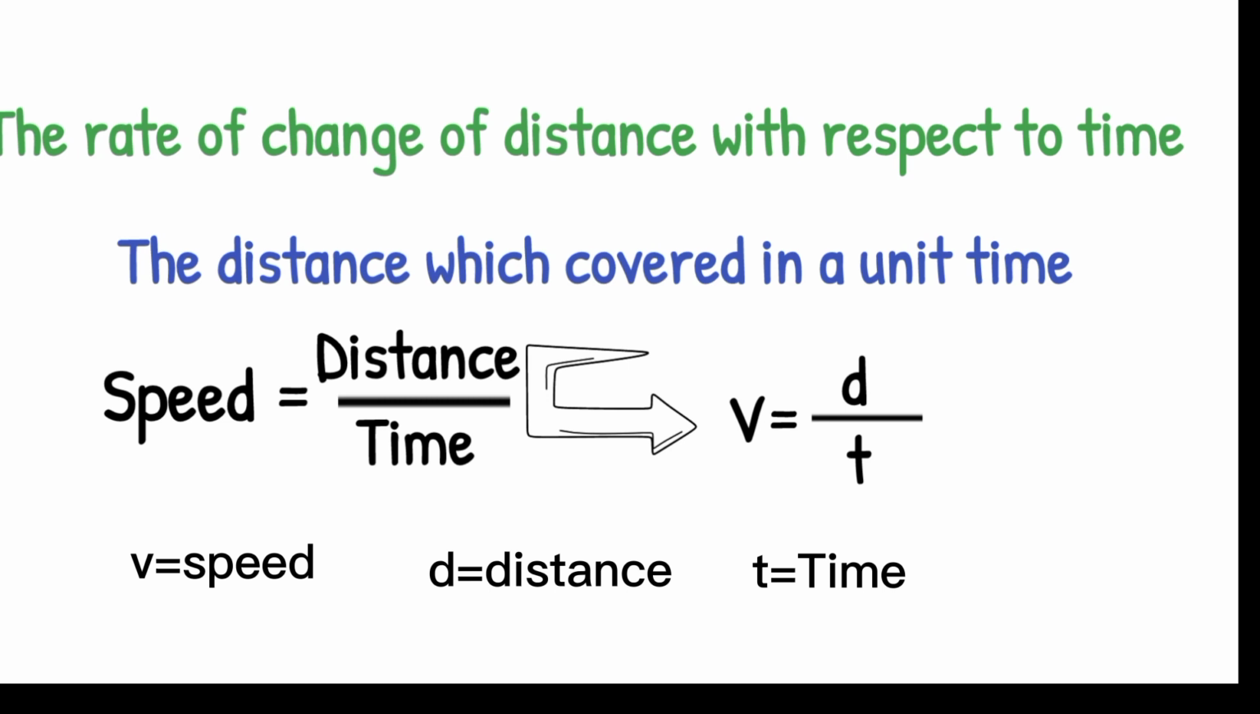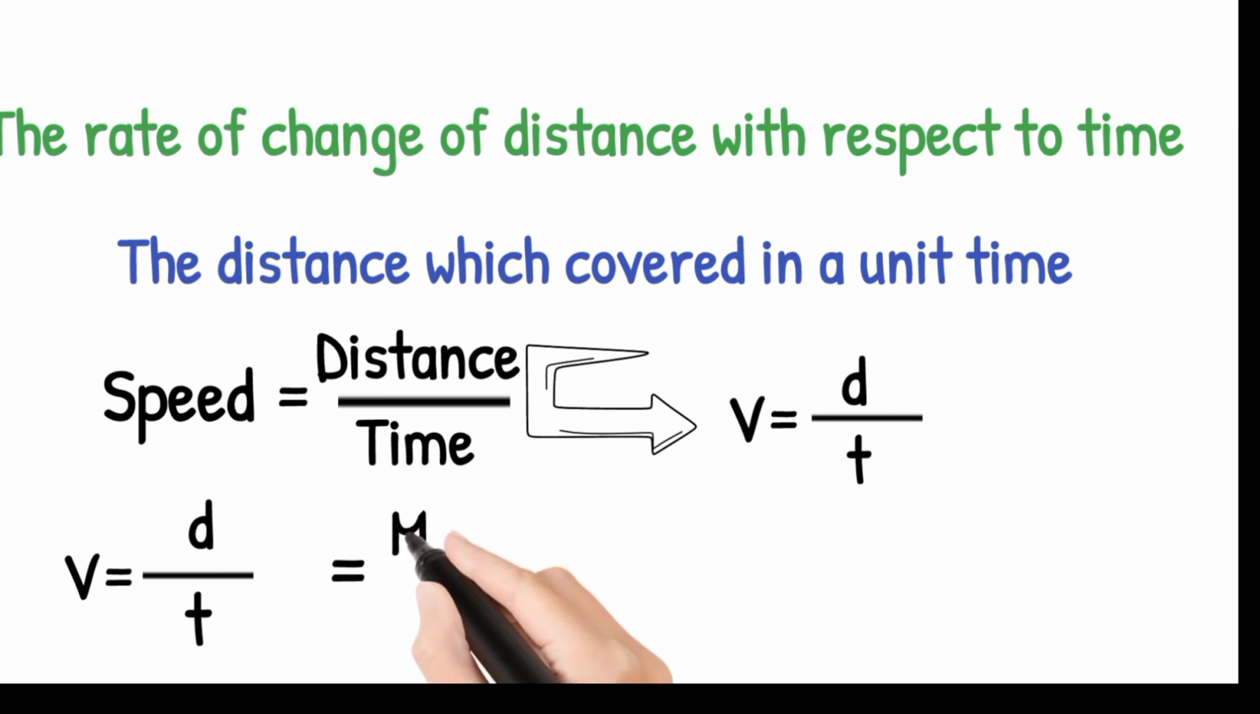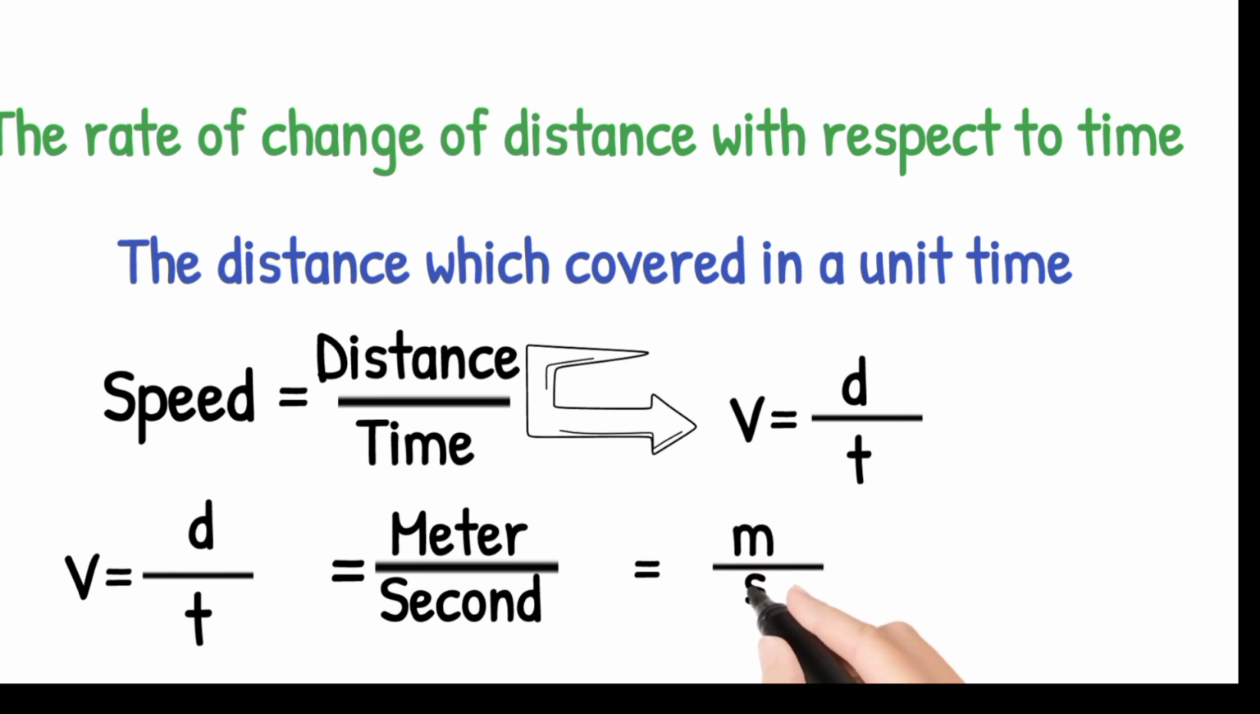Now let me talk about the unit of speed. Well, we know that speed is a physical quantity and every physical quantity has a unit for measuring. So we can derive the unit of speed from its formula. Well, we know that v is equal to distance upon time, and we also know that meter is the unit of distance and second is the unit of time. So symbolically we can write v equal to m upon s. Hence meter per second is the unit of speed.